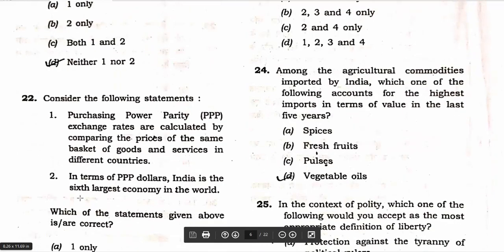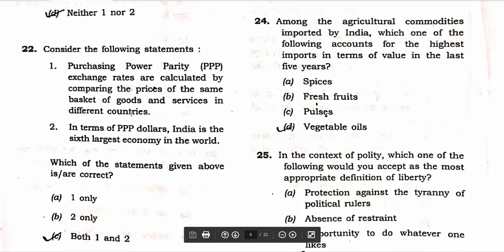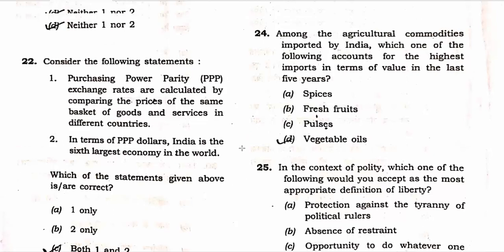Then the purchasing power parity. Exchange rates are calculated by comparing the prices of the same basket of goods and services in different countries. If you know the definition of PPP, then the first statement is correct. The second statement says that in terms of PPP dollars, India is the 6th largest economy in the world. This is wrong. Statement 1 is static, and this is the factual part: India is the 3rd largest economy in the world after the US and China. So this is a wrong statement. Then obviously your answer should be A, that is 1 only.